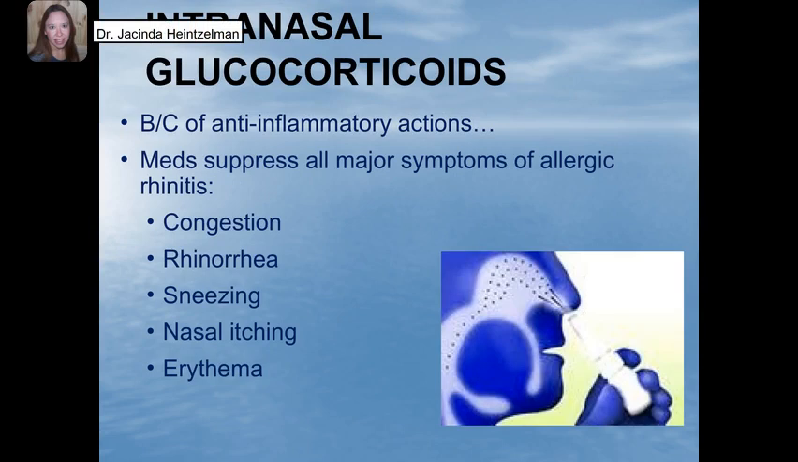Again, glucocorticoids are going to be used specifically to treat that inflammation. And this is really an anti-inflammatory action that is happening when we're using this type of medication. So the medications are going to help suppress all those major symptoms that we are going to see with allergic rhinitis. And you can see there, it's really working on all of the signs and symptoms: congestion, rhinorrhea, the runny nose, sneezing, the nasal itching, the eye itching, the erythema, which is going to be the redness right around those nasal passages. So great medication.